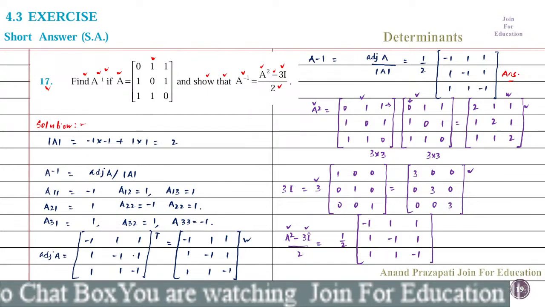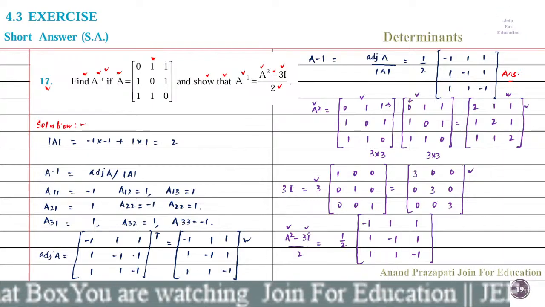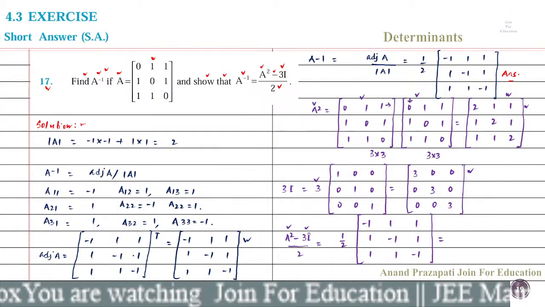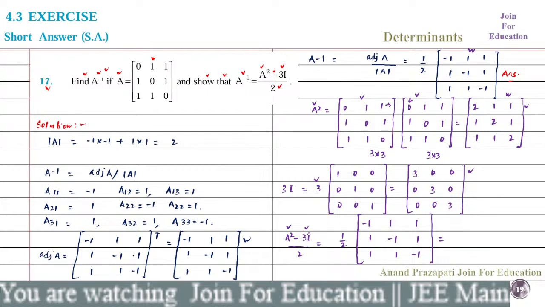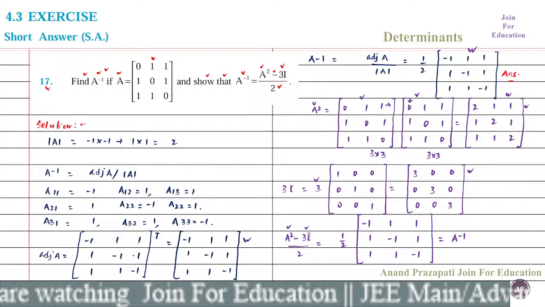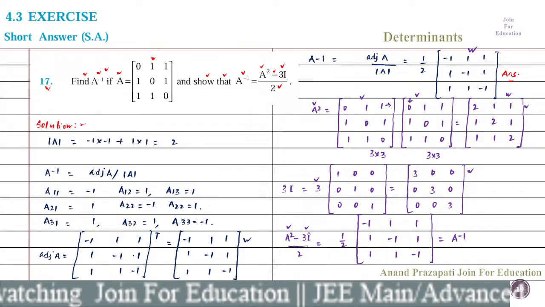So if we put a balance here, A square minus 3I by 2 is equal to the inverse of A. So we write down here inverse of A. This one is asked in the second part of this question. So this one is also proved.